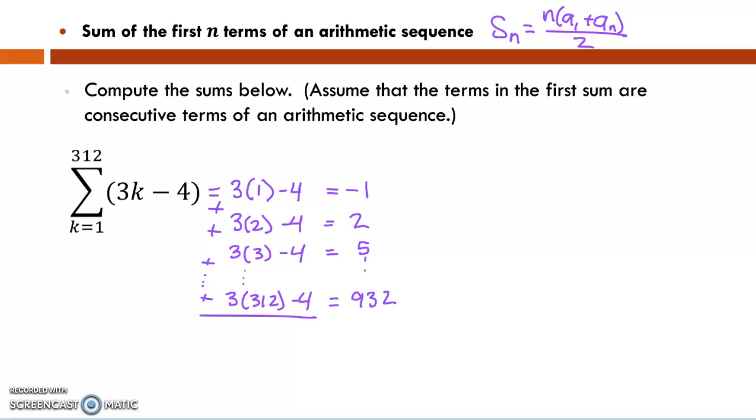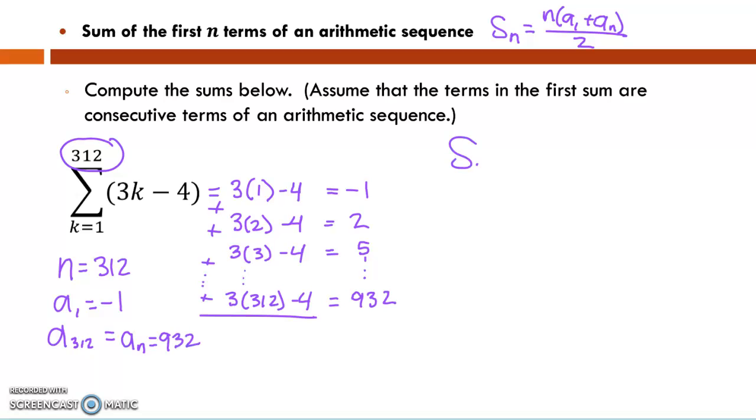So I'm adding all these terms up, right? But I need to know n. n is this 312. Even though it doesn't, like on the last one, this said n right here, right? But it doesn't matter because the first n terms still go from 1 to 312. And then we need our first term, which is -1, and then we need our 312th term, or our a sub n, which is 932.